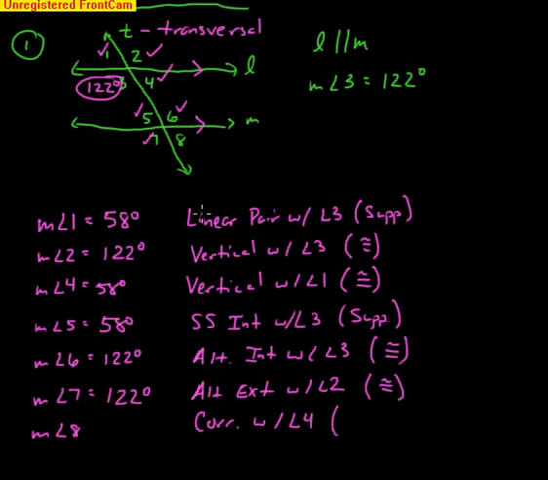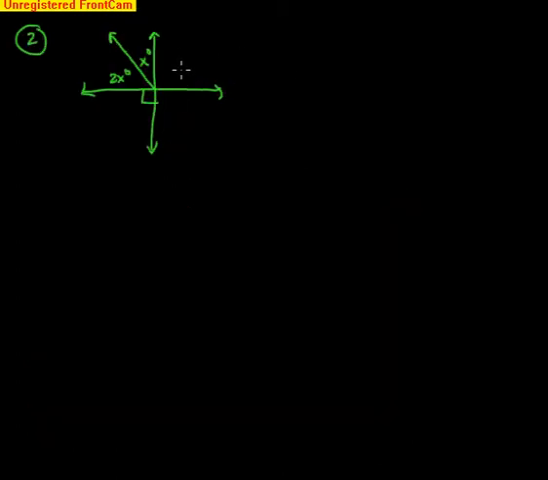And if lines are parallel, which they are, corresponding angles are congruent. So the measure of angle 8 is the same as the measure of angle 4, 58 degrees. Very key problem that you need to be able to do. And these relationships are so important as well. Okay, so here is our new problem.